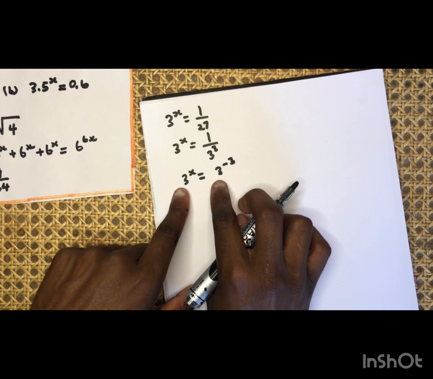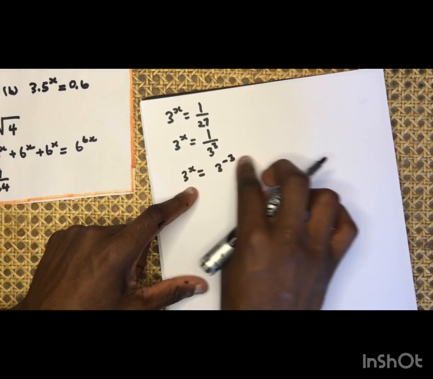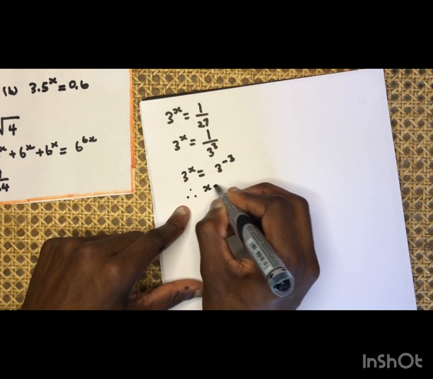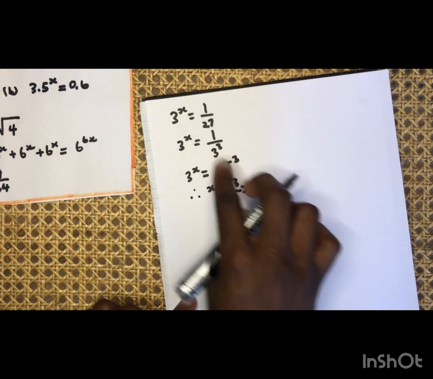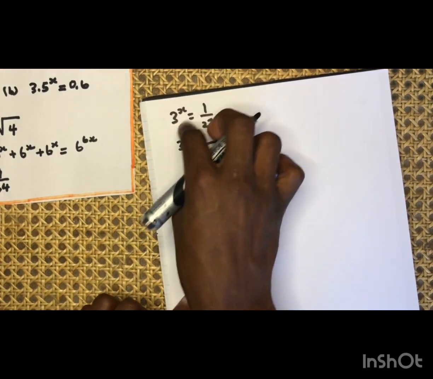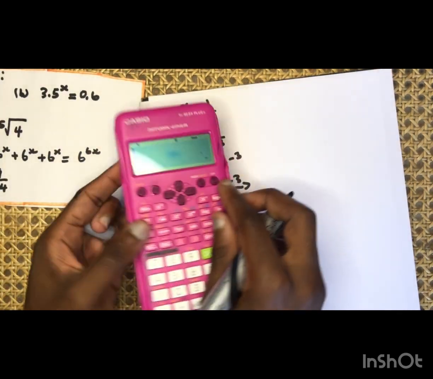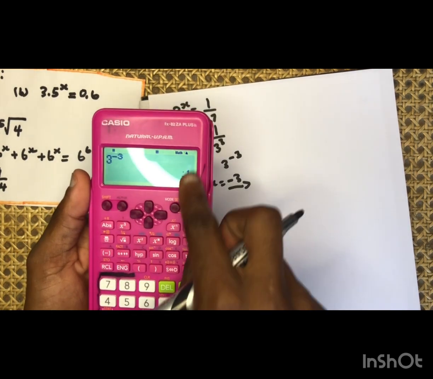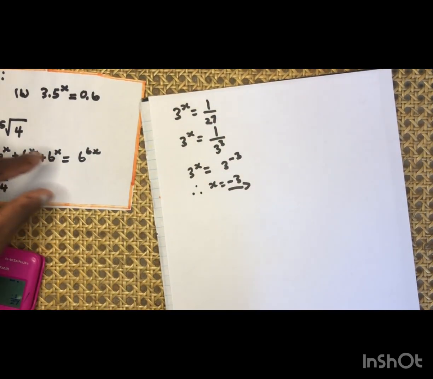So now, guys, I hope you agree with me that the bases now are the same, so we can equate the exponent. Now we can conclude that x is equal to negative 3. So even if you take negative 3 and substitute here on your left hand side, you must get this one. Even if we say 3 to the power negative 3, you'll see that it's 1 over 27, which means your answer is correct.